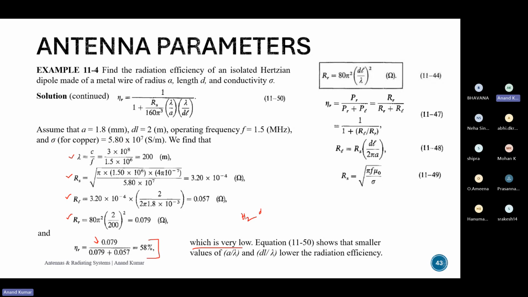Hertzian dipoles are not very good, as seen from the radiation resistance and the efficiency. And this 11.50 expression shows that if a by lambda and l by lambda are smaller, we have lower radiation efficiency.